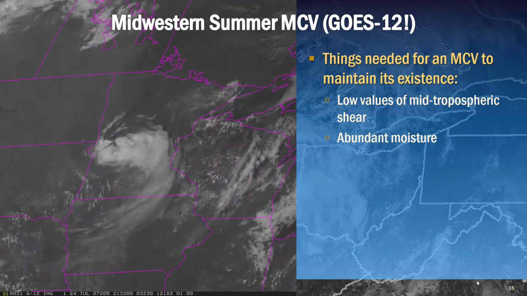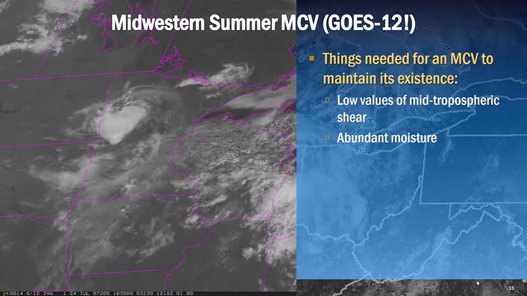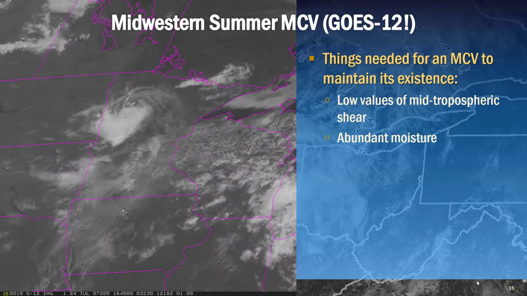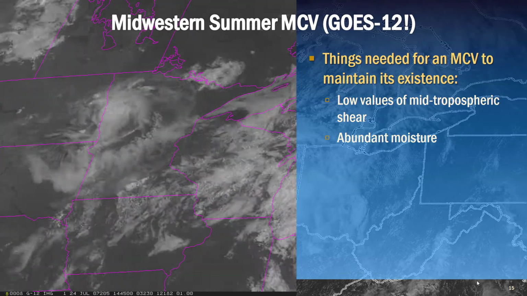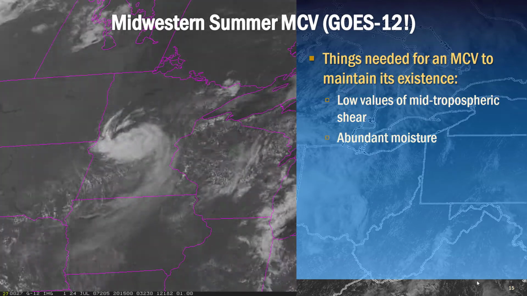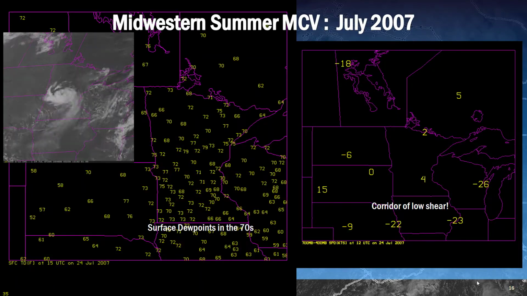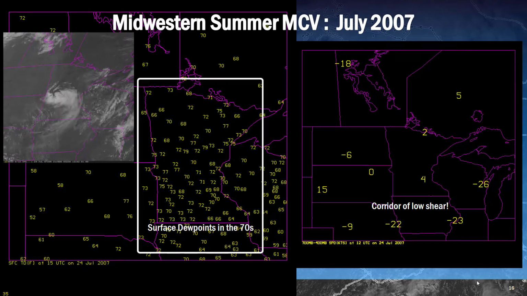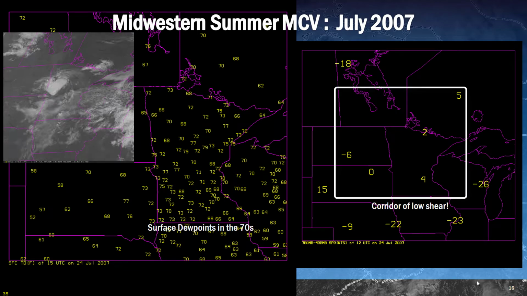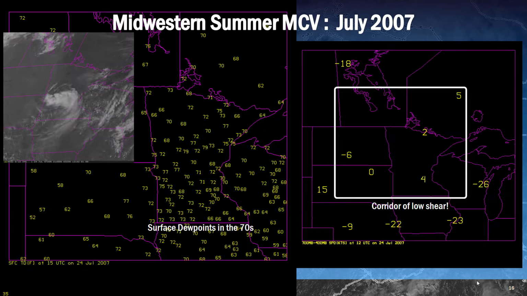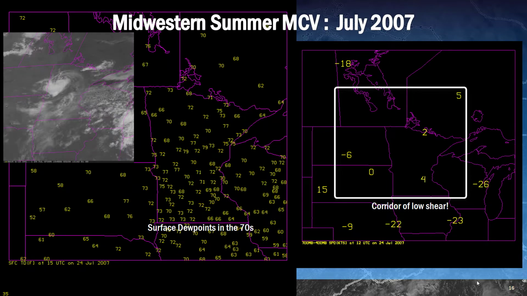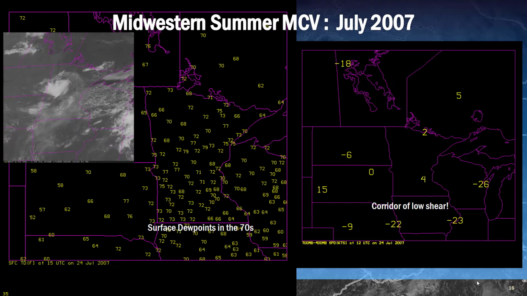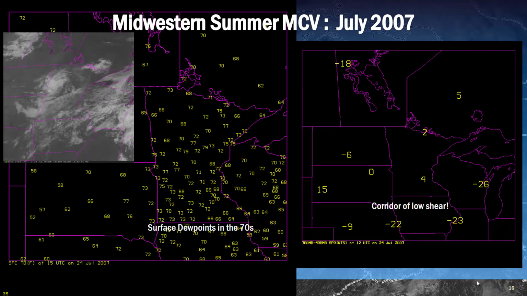This is from 2007, but I really like this tiny little MCV that's propagating southward over Minnesota. So what can you guess about the environment that it's moving through? There have to be low values of mid-tropospheric shear and abundant moisture. And if we look at the environment, on the left-hand side we see surface dew points in the 70s. This is in late July of 2007. And look at the low values of plotted wind shear. This is the 700 to 400 millibar speed shear over Minnesota and the Dakotas. Very low values. So that kind of explains why it's able to persist with time.